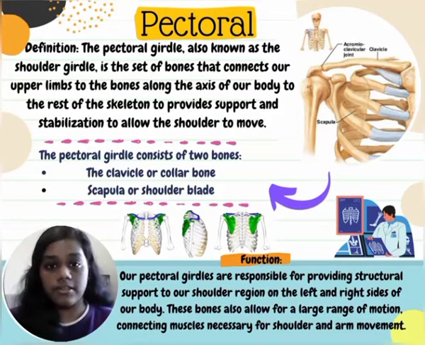Our pectoral girdle plays many important roles in our body. One of them is to provide structural support to our shoulder region on the left and the right side of our body. Besides, these bones give us a large range of motion, connecting muscle that is essential for shoulder and arm movement.